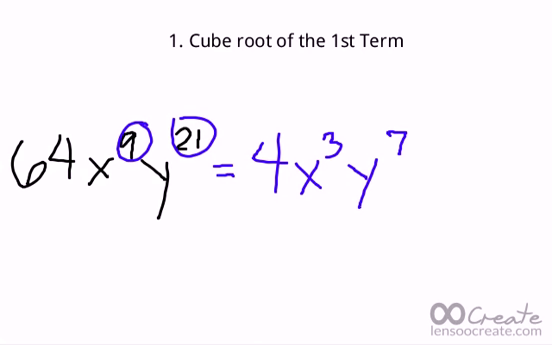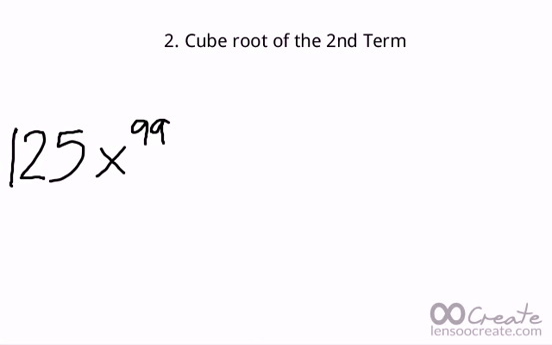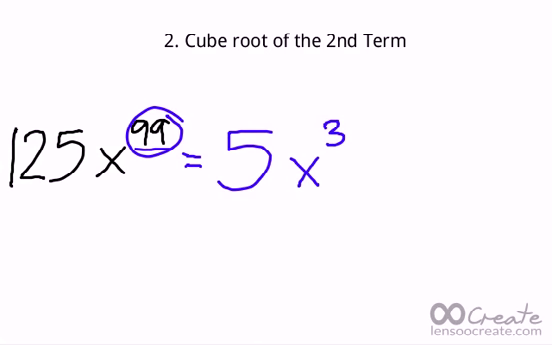And the first step is done. The second step is getting the cube root of the second term. So the cube root of 125 is 5, and we need to divide again the exponent by 3. 99 divided by 3 is equal to 33. Therefore, it will become x raised to 33.